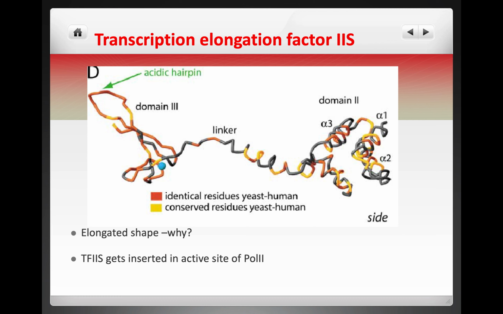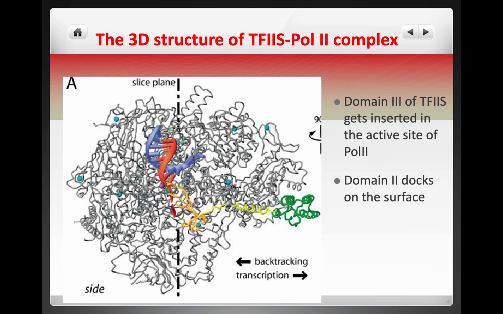The thing is, TF2S gets inserted into the active site of the polymerase in case of backsliding. When the TF2S and the polymerase 2 complex get together, it will be at the active site of polymerase 2. I couldn't show you here because if I had a 3D structure I could show you better, but this is 2D, so it's quite hard to show you, but it's basically somewhere here.